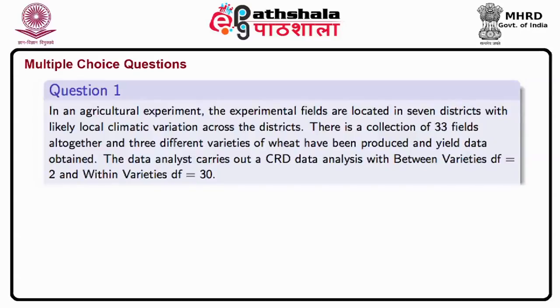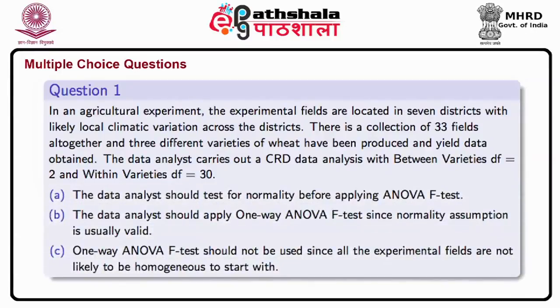So, they have done a CRD analysis. Yes, sir. Let's see what the options are. The data analyst should test for normality before applying ANOVA F test. The second is the data analyst should apply one-way ANOVA F test since normality assumption is usually valid. And the third one is one-way ANOVA F test should not be used since all the experimental fields are not likely to be homogeneous to start with. So, what is the correct answer and why?